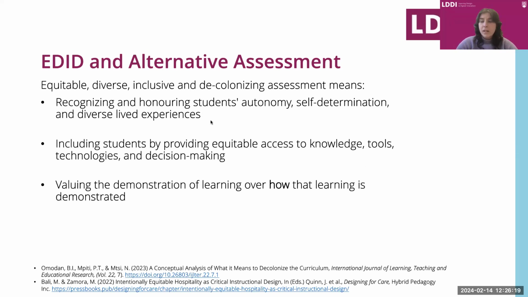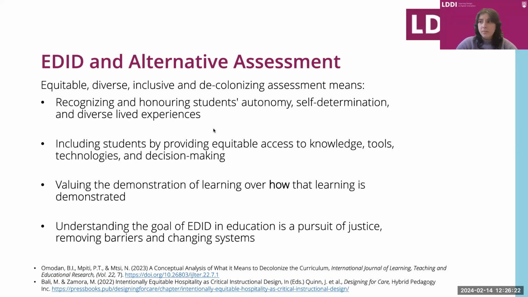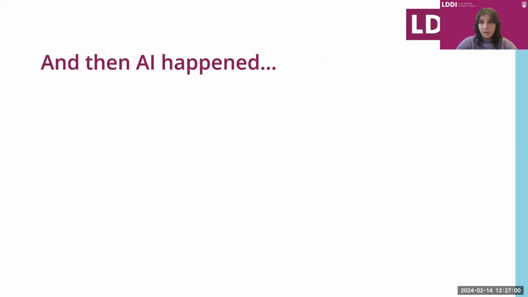The final piece here really as well is that we need to understand that the goal of EDID work, especially in education, is that we are pursuing justice, we're pursuing the removal of barriers, and we're trying to change these traditional systems which have excluded people in the past. So if we're going to be committed to EDID work, then we must in turn decentralize these traditional Eurocentric ideas and assessment techniques about what learning really means, and think more creatively and critically about how learning can be demonstrated. So these are all really important pieces, but then we have kind of an agitator with AI.